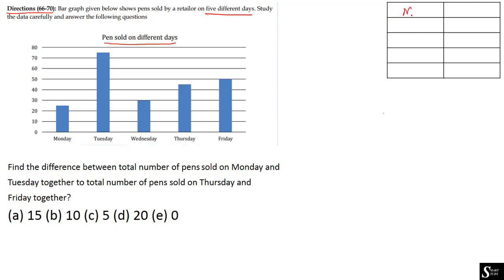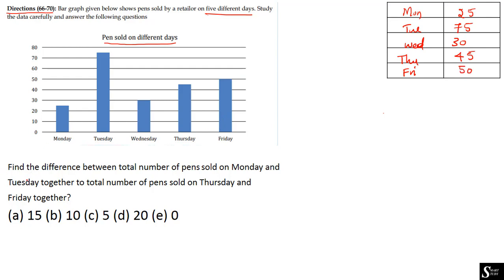So the days are Monday, Tuesday, Wednesday, Thursday and Friday. On Monday, a total of 25 pens were sold. On Tuesday, a total of 75 pens were sold. On Wednesday, a total of 30 pens were sold. On Thursday, a total of 45 pens were sold. And on Friday, a total of 50 pens were sold.